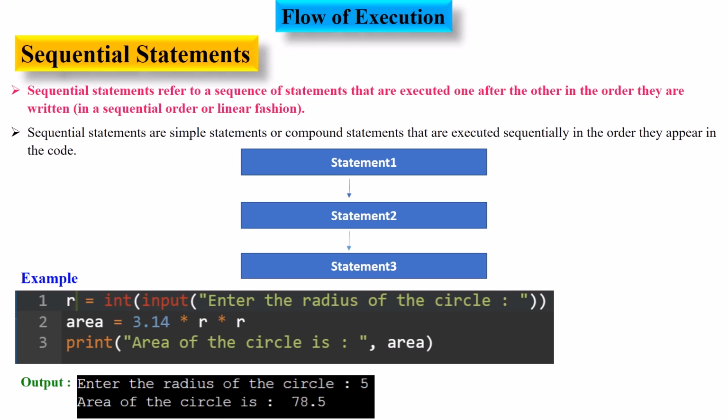Sequential statements are simple statements or compound statements that are executed sequentially in the default order, as they appear in the code. This picture shows the default flow of statements and is the simplest one. Statement 1 will be executed first, followed by statement 2 and then statement 3. Here's an example of sequential statements in Python. In this example, the statements to find the area of a circle are executed one after the other in the order they appear in the code.